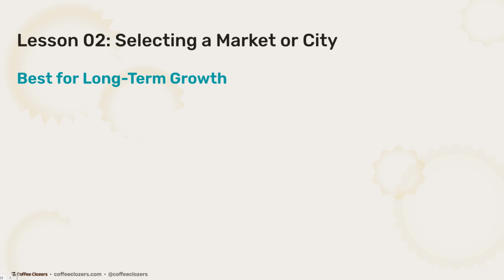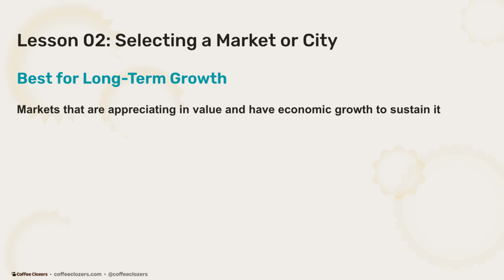Next, best for long-term growth. If we want to invest for appreciation, we want to find markets that are appreciating in value and have economic growth to sustain it. How do we find markets that meet this criteria? First metric is median sale price year over year.